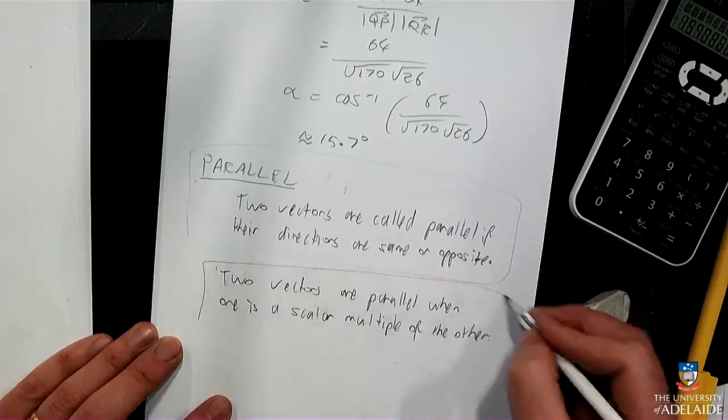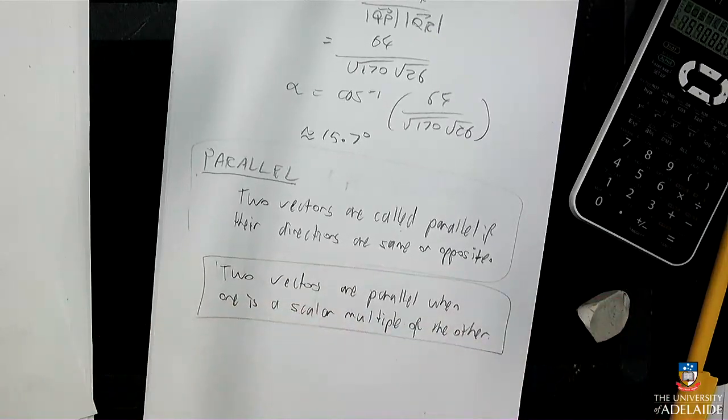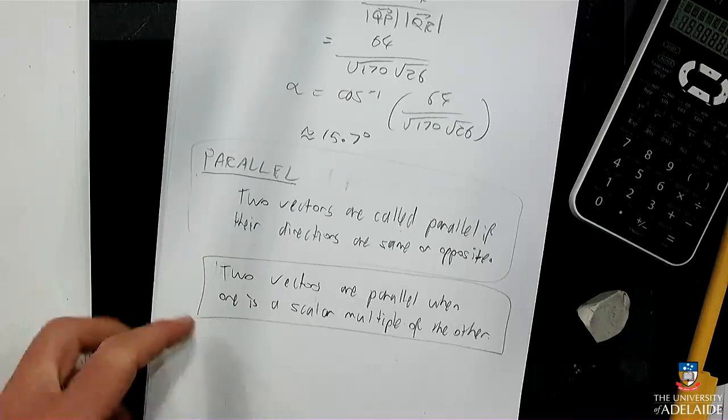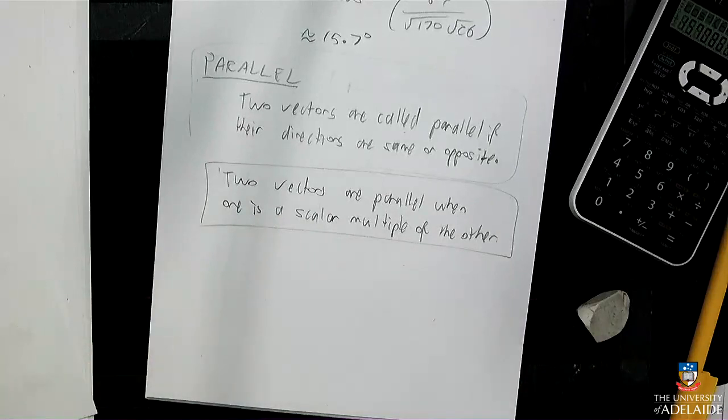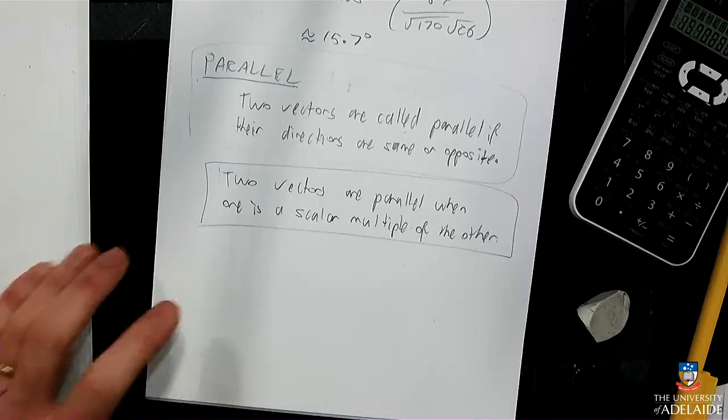Two vectors are parallel when one is a scalar multiple of the other. And what that means is it's possible to find vectors that are parallel to each other using that rule. So let me give you an example of finding a vector that's parallel to another using one extra piece of information.